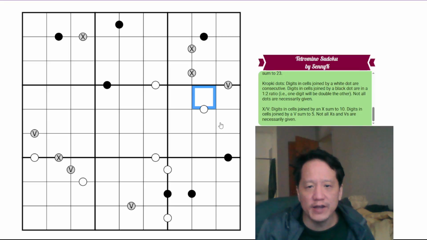And finally, we have XV, where digits in cells joined by an X sum to 10. Digits in cells joined by a V sum to 5, and not all X's and V's are necessarily given.